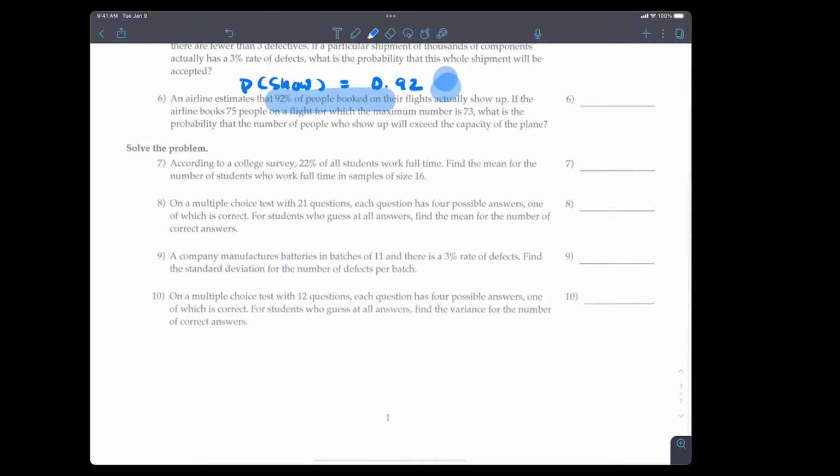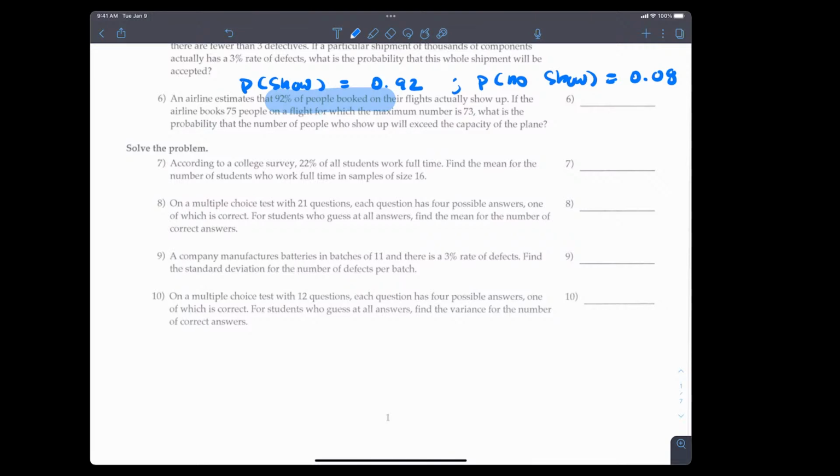You know what that means? What's the complement? It means the probability of being a no-show is actually 0.088%. That's the complement, okay? I just want to get that from the first sentence.